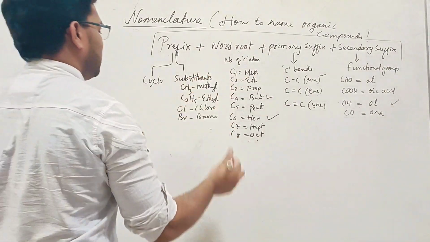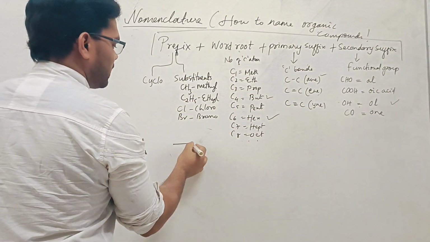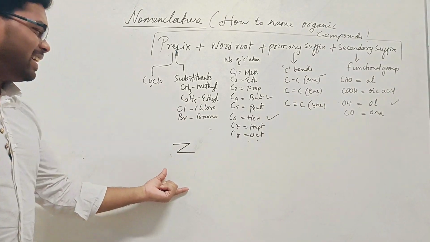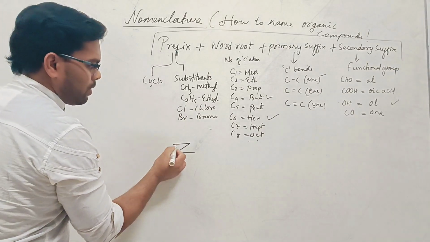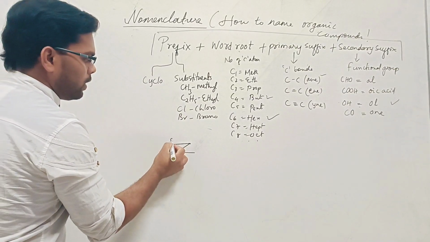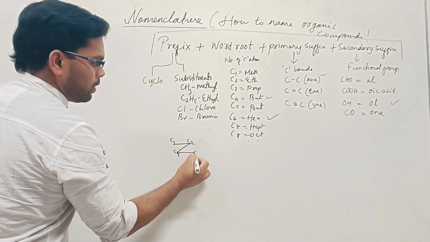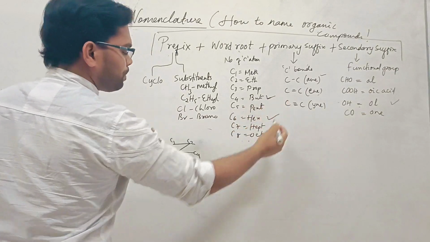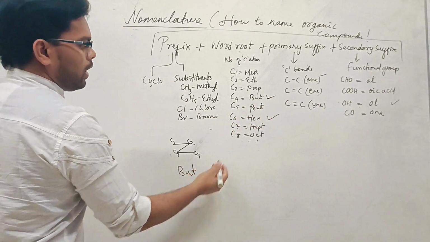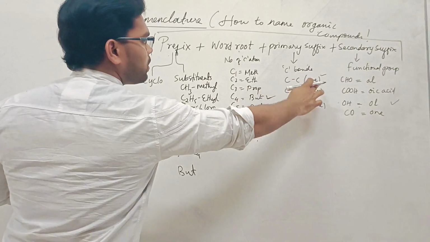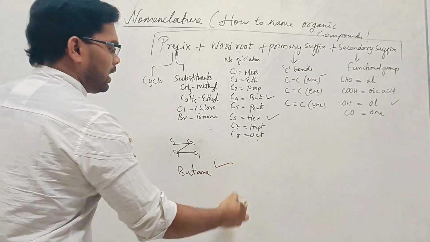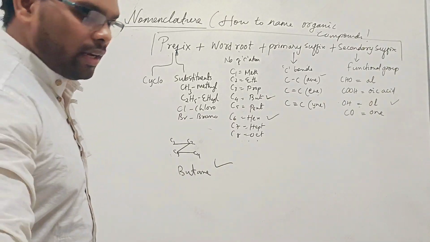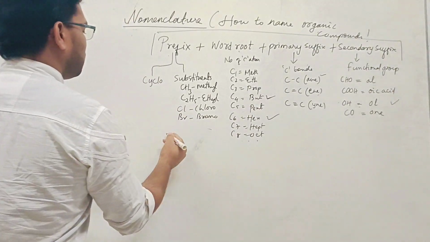Skeletal compounds are very, very easy. Let's say Z. What will be the name of this compound? Alphabet Z. Okay. So this will be the first carbon, second, third, fourth. Very simple. First carbon, second carbon, third carbon, and fourth carbon. All are single bond. So fourth carbon means but, and these carbons are all single bond, so ane. The Z alphabet name will be butane in skeletal structure. Very simple, right? So how about this name, cross?